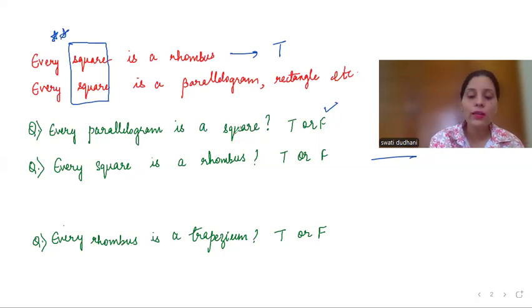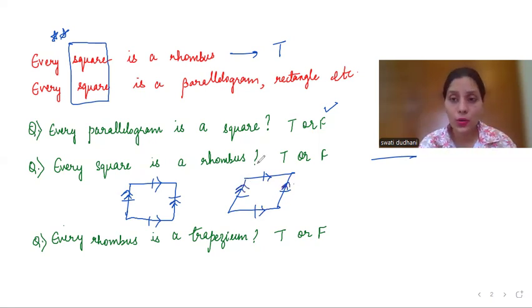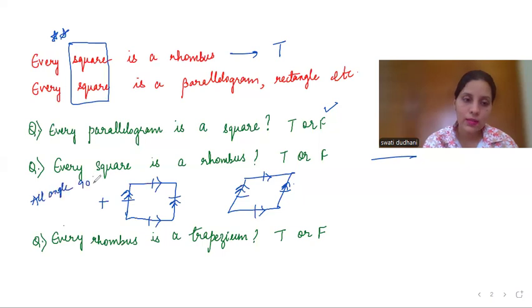Next, every square is a rhombus. How do we see that? Firstly, let us draw a square. All the sides are equal, right? And opposite sides are parallel. Similarly, in a rhombus also all the sides are equal. Opposite sides are parallel, right? But in addition to this, what all property do we have in a square? In addition to this, in a square all angles are 90, isn't it?